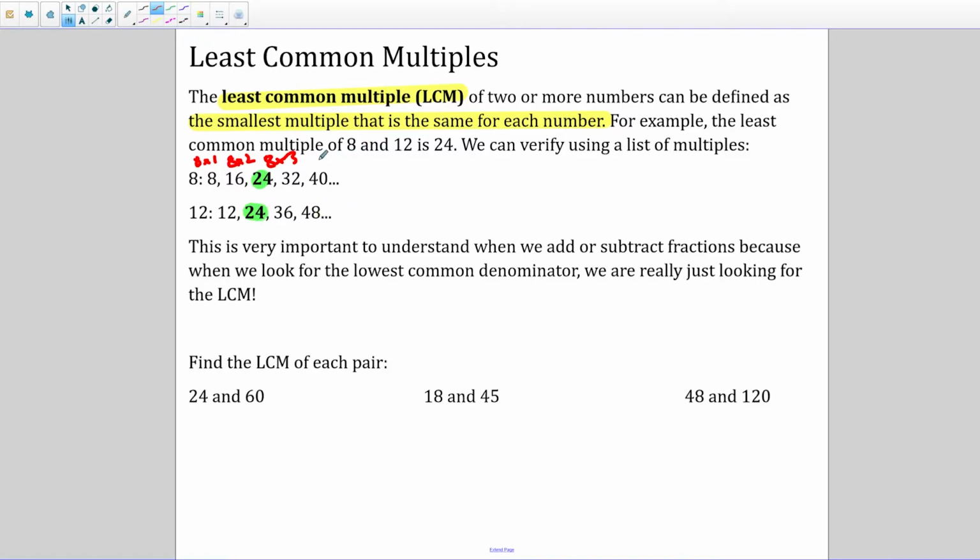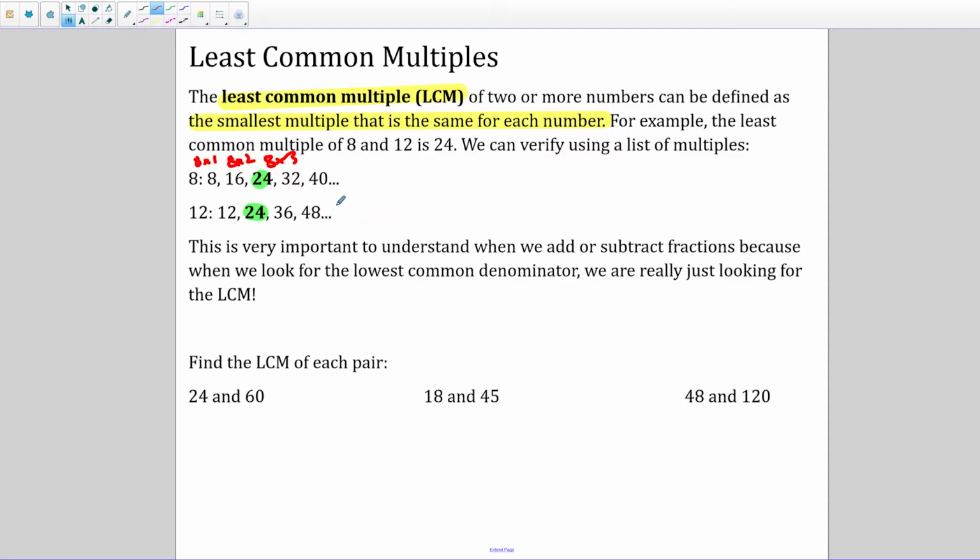Some of you might be wondering, well, what would happen if I continued on and I ended up getting 48 here? We can see that 48 and 48 are also common multiples, but is it our lowest or least common? No, in this case, it's just a common multiple. So this doesn't really have any significance for us.